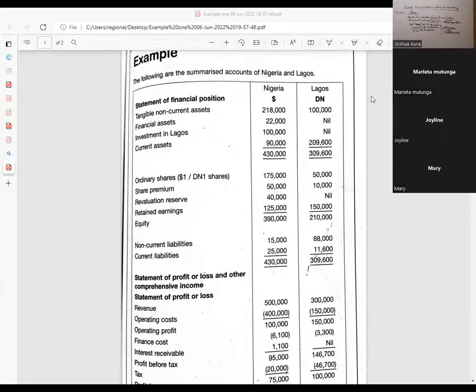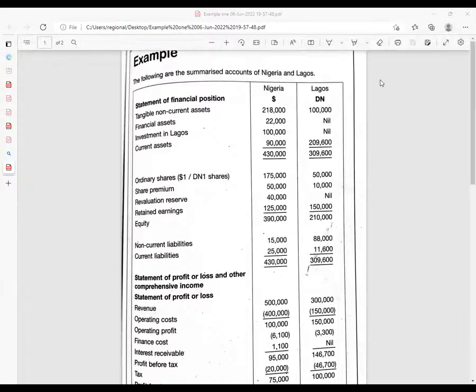So we are given an example here. The following are the summarized accounts of Nigeria and Lagos. So these are two different companies: one called Nigeria and another called Lagos. One good thing I can see is that Nigeria's financial statements are presented in dollars. Lagos has, in this case, the currency DN. DN could be Naira, whatever.